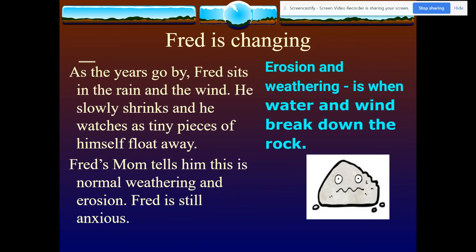So Fred is changing, which means he is going through a metamorphosis. As the years go by, he sits in the rain and the wind. He slowly shrinks. He watches tiny pieces of himself float away. This is known as erosion. Erosion and weathering, they're kind of similar terms. They're not exact synonyms for one another, but they're very similar and very much related. And so when water and wind break down the rock, that is erosion or that is weathering.